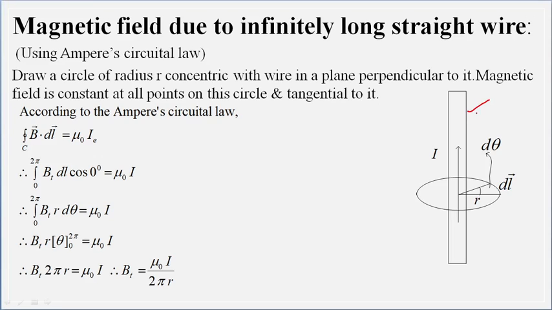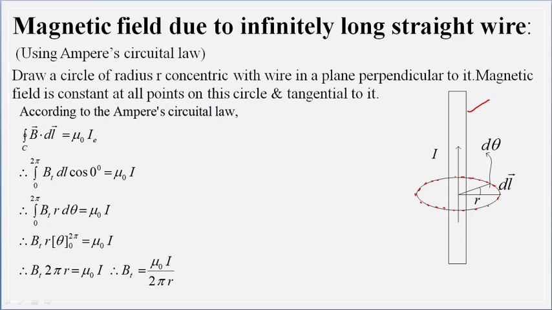This is a magnified diagram. The current is flowing, and to apply Ampere's circuital law, we require a closed path enclosing that current. So the current should cross that path. So we choose a circle here. This is the circle we choose, a concentric circle around that wire.